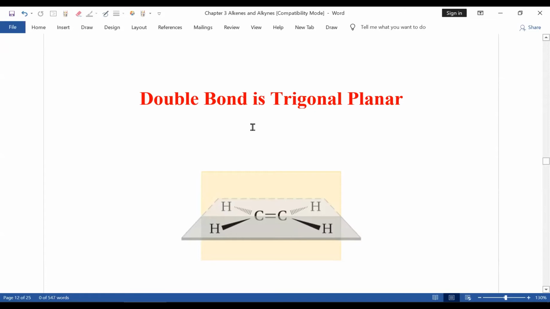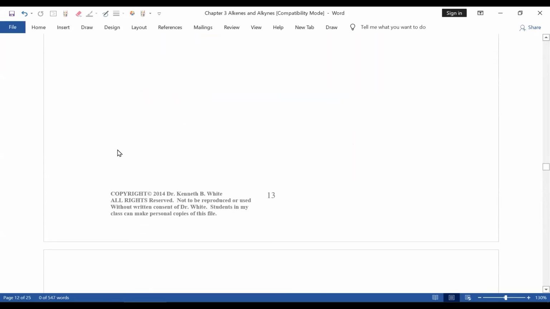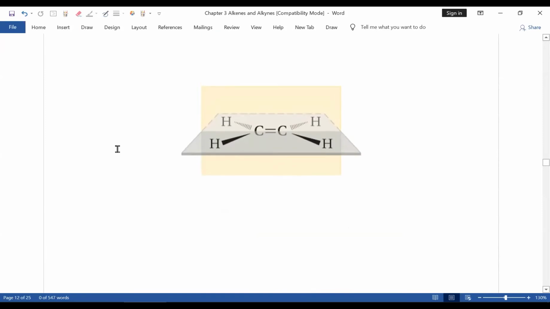The double bond is trigonal planar. Trigonal, this is a triangle, and it's flat, and the plane is planar. And you can't have rotation. I'll teach you later on. That double bond plays an important role in our daily life. Really? Yes, really. And you'll learn.